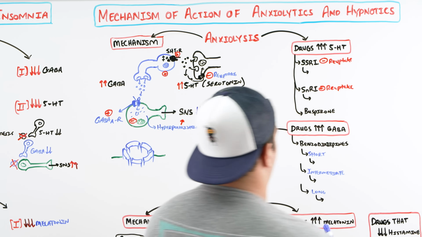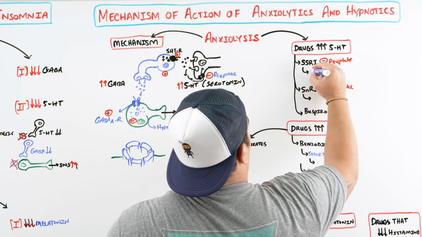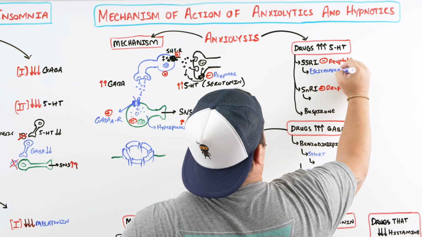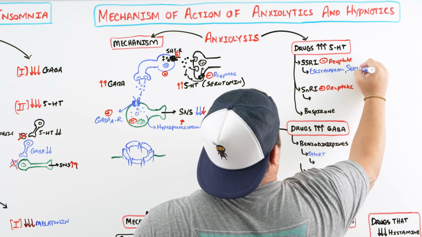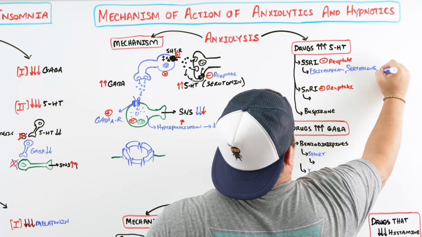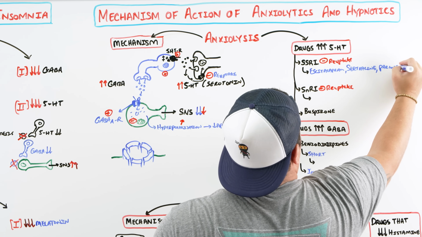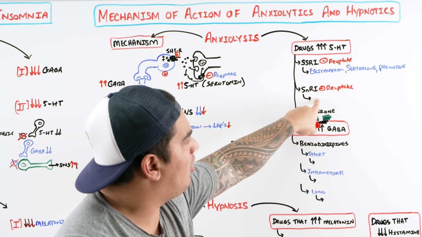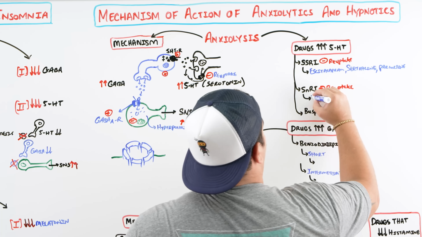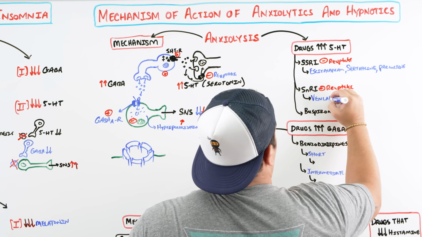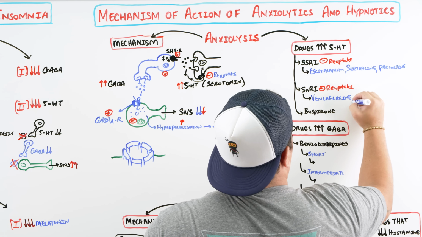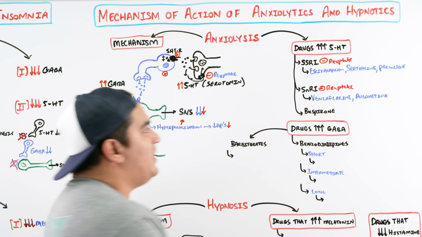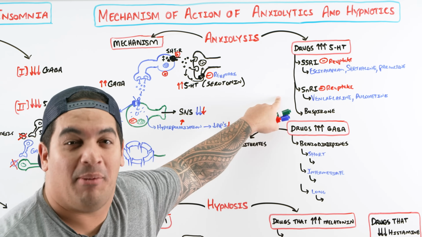These drugs include which ones? So SSRIs, I want you to remember escitalopram. Citalopram is another particular big one here. Paroxetine is another one as well. So these are some of the drugs that I want you guys to remember. The SNRIs are going to be things like venlafaxine and duloxetine.